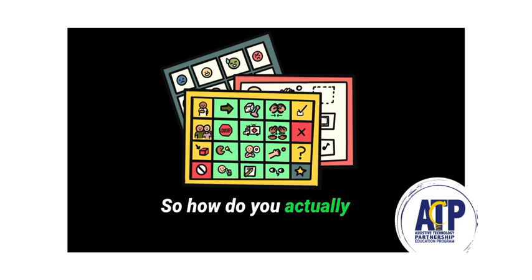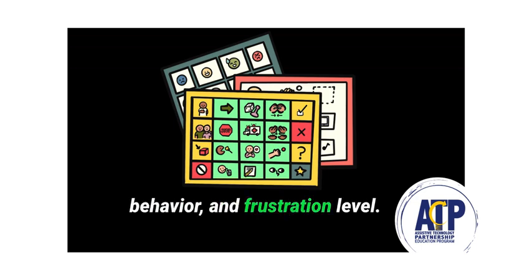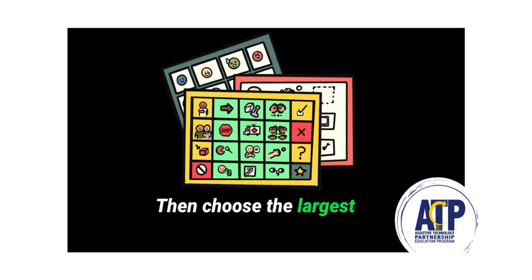So how do you actually assess this in practice? Start by determining the smallest button size the person can reliably select. Then trial several grid sizes, say 20, 40, and 60 buttons. And while you're trialing, watch for accuracy, speed, fatigue, visual search behavior, and frustration level. Then choose the largest grid they can consistently access and keep symbol locations consistent throughout the trials.